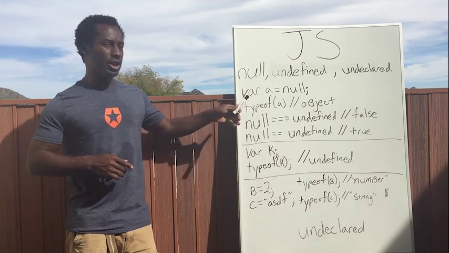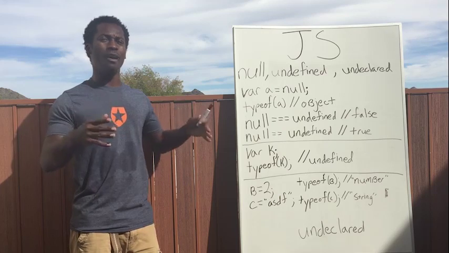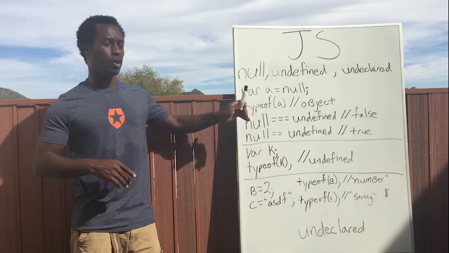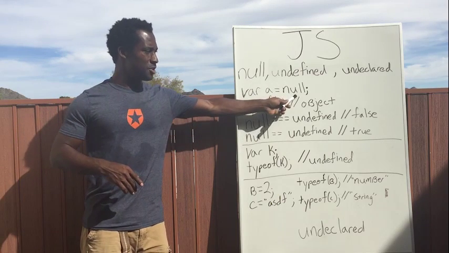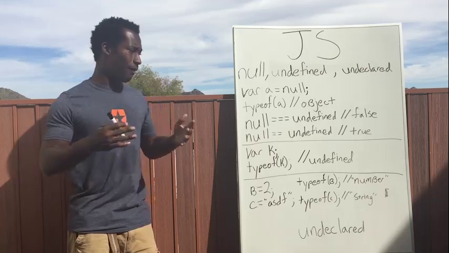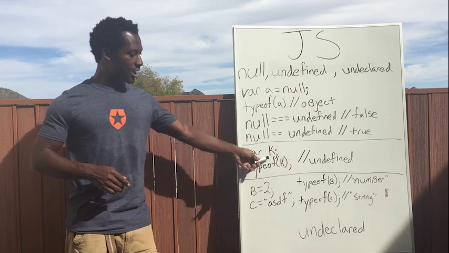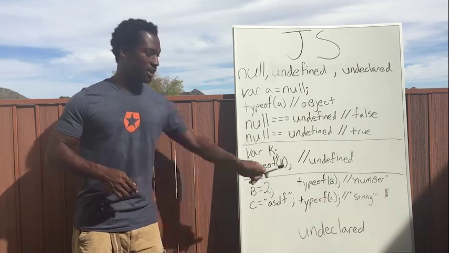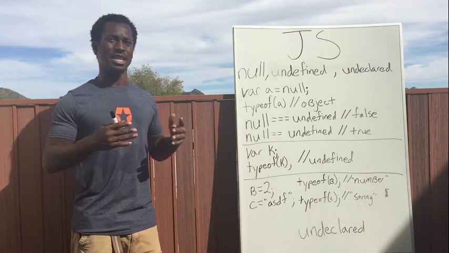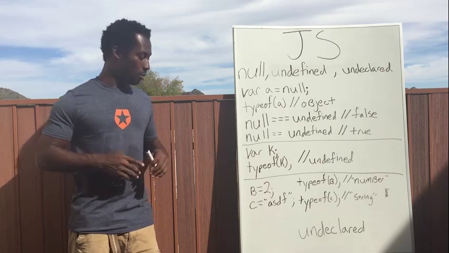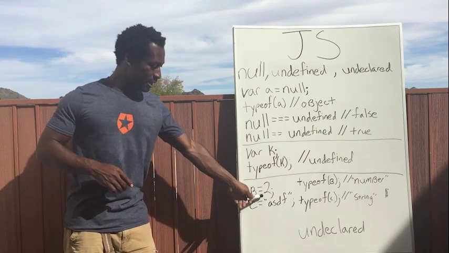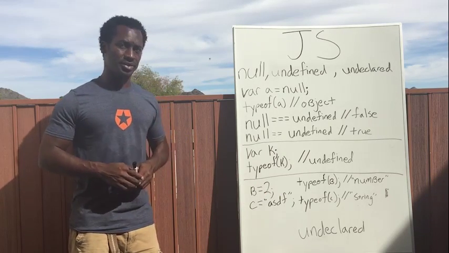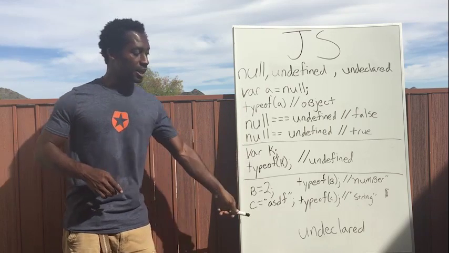Null is when you actively assign no value to a variable. For A, you define or declare the variable, and then you give it a value of null, which is no value. For K, you declare the variable, but you see there's no value assigned to it. That is undefined. You're passively giving no value to the variable. And then B assigned to 2, you don't declare it, you just assign the value. So that is null, undefined, and undeclared.